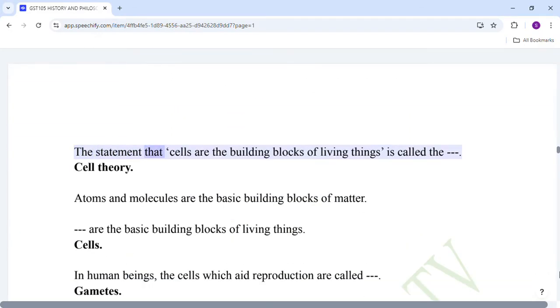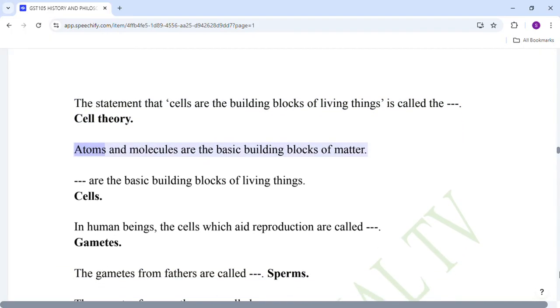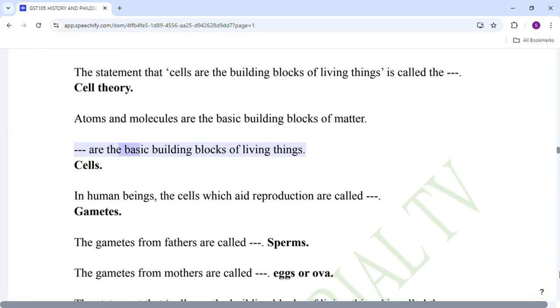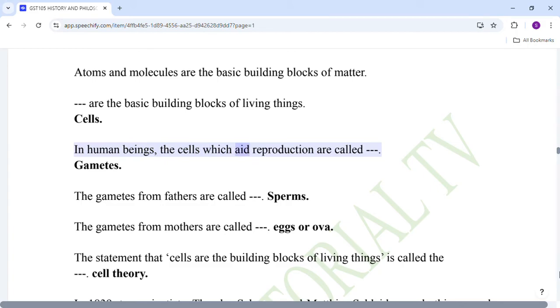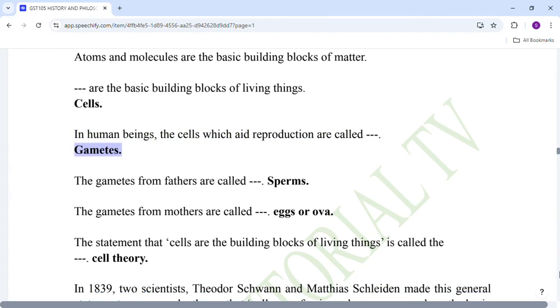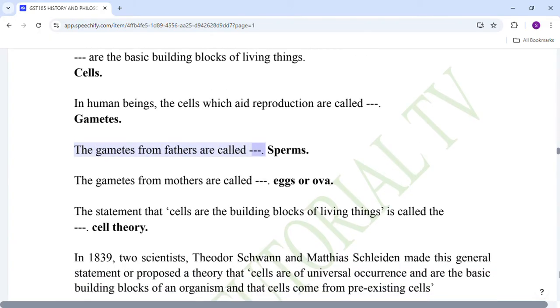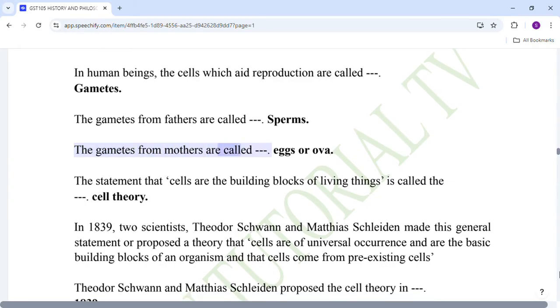The statement that cells are the building blocks of living things is called the cell theory. Atoms and molecules are the basic building blocks of matter. Cells are the basic building blocks of living things. In human beings, the cells which aid reproduction are called gametes. The gametes from fathers are called sperms. The gametes from mothers are called eggs or ova.